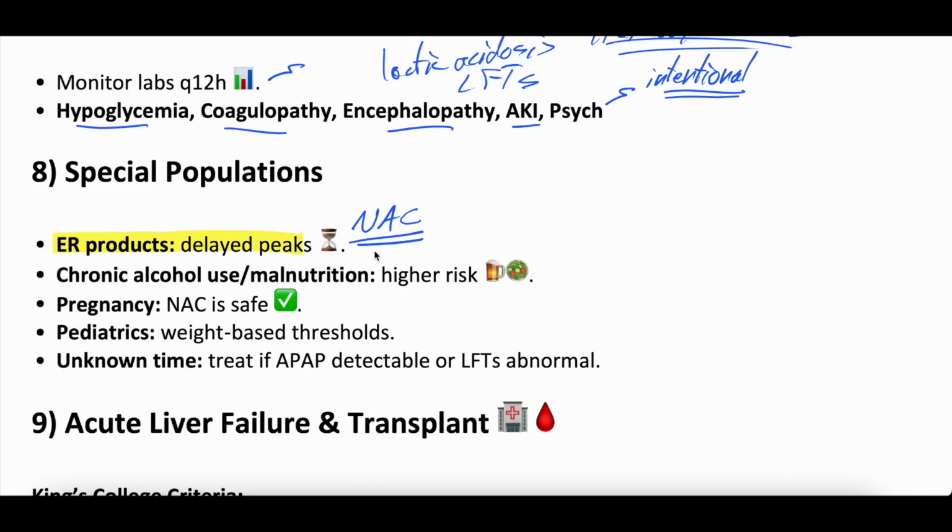Chronic alcohol use or malnutrition, patients are higher risk to go into liver failure, so just know that if you have a patient who has acetaminophen toxicity with chronic alcohol use or malnutrition. Pregnancy is obviously a really tough one. N-acetylcysteine is usually considered fairly safe, but again, verify that. Pediatrics, things become weight-based, and then unknown time from ingestion can make things really challenging too. But again, when in doubt, NAC it out. Give them NAC, give them N-acetylcysteine.